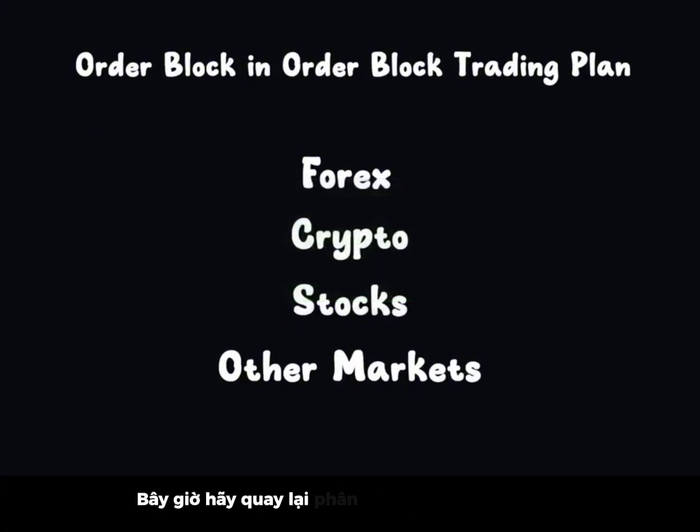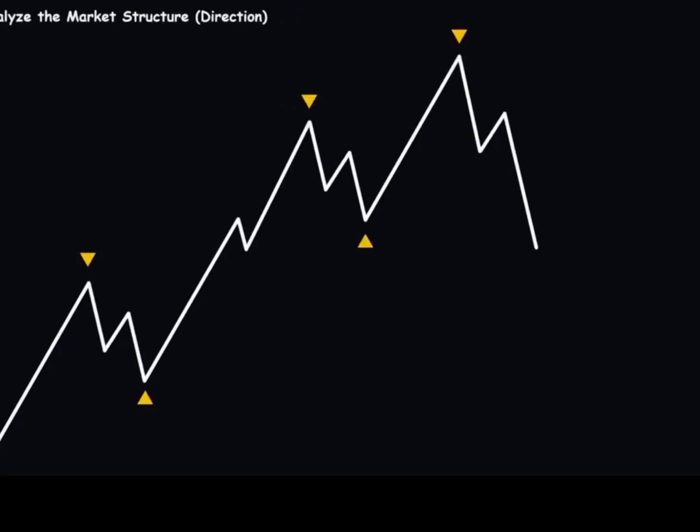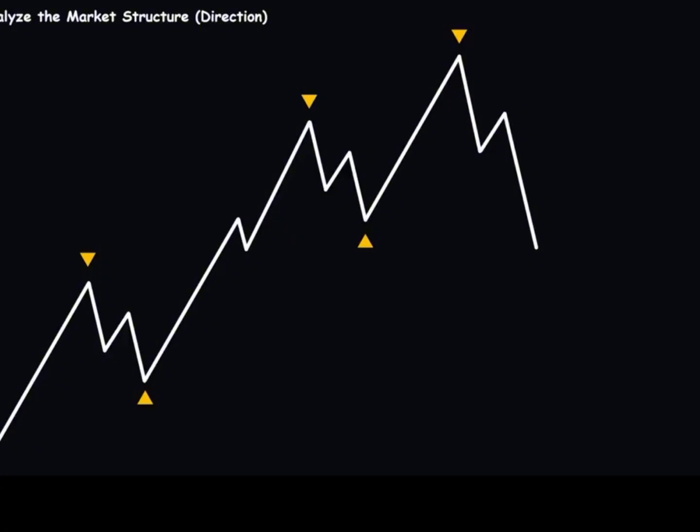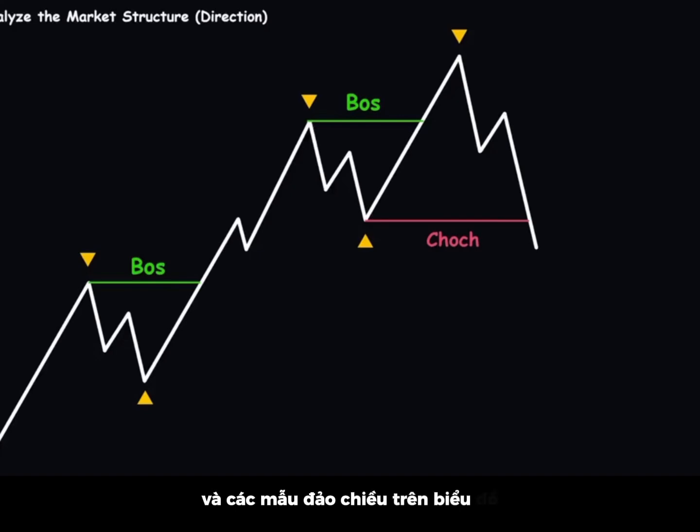Now let's go back to analyzing the market structure. The first step is to find the market direction. Trading with the main trend usually gives us a higher chance of winning. To see the market direction, we look for break of structure, changes of character, and reversal patterns on the chart. If you cannot clearly see the market direction on a time frame, it is better to skip that pair. Trading when the direction is unclear increases the risk, so it is safer to focus on pairs with a clear trend for better decisions and risk management.